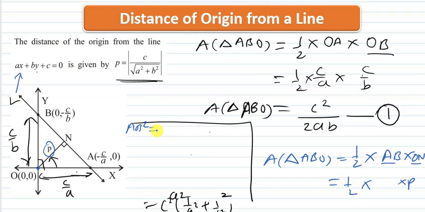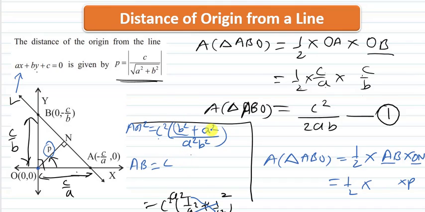AB square equals C square, this B square into 1, B square plus this A square into 1, A square upon A square into B square, right? Now taking square root on both sides, what will I get? Length of AB is square root of C square, that is C.